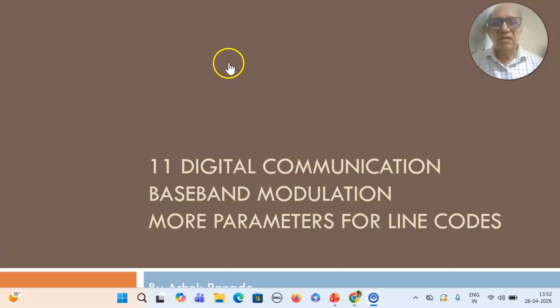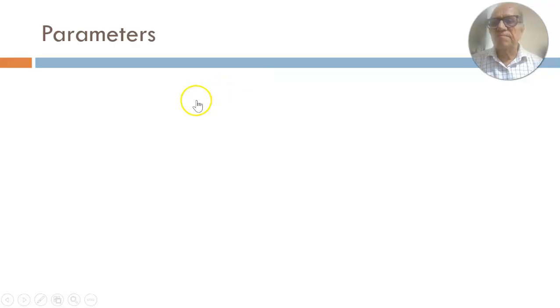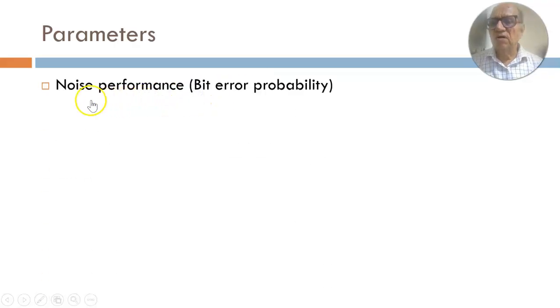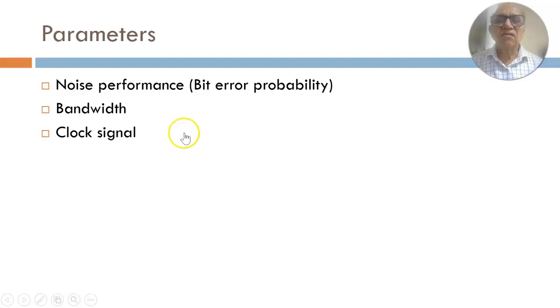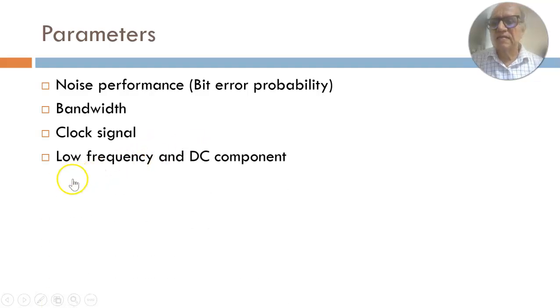So we'll first quickly revise what we have studied and then list the two more parameters that we are going to study. So we have already talked about the noise performance of the three signaling methods that we have studied. We have talked about the bandwidth requirement. Lesser the bandwidth, better is the signaling method. And we have seen whether the clock signal can be extracted from the signal itself. Now the two more parameters that we are going to study now are listed like this.